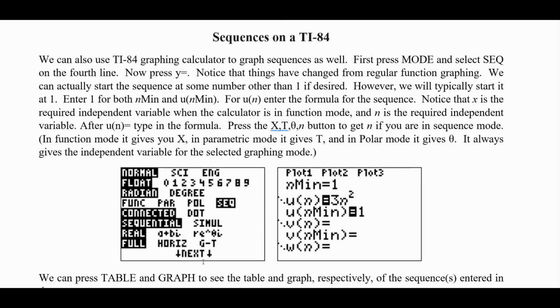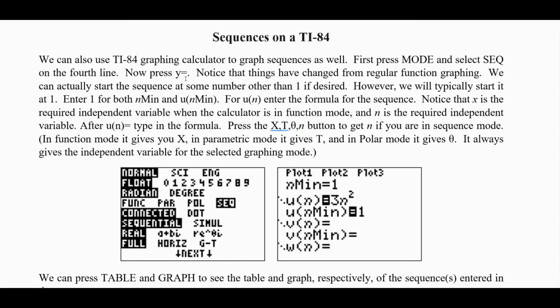We can also look at sequences on a graphing calculator. So we can use a TI graphing calculator to graph sequences as well. First, press mode and select sequence on the first line. When you get mode, you'll see this screen here. We can choose function, parametric, polar, or sequence graphing. So if we select this one here.